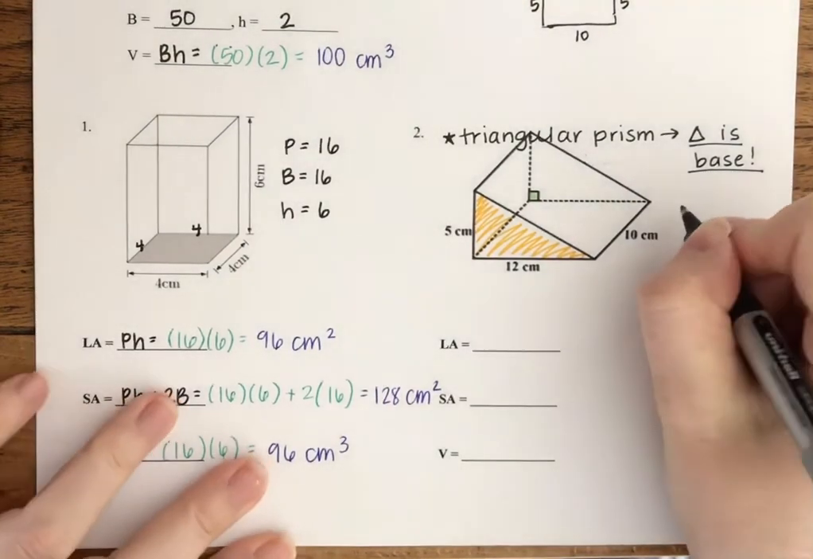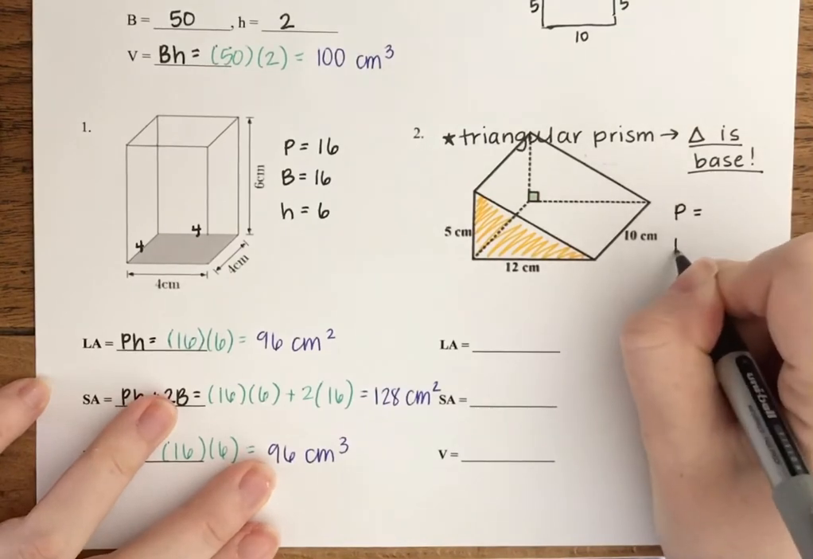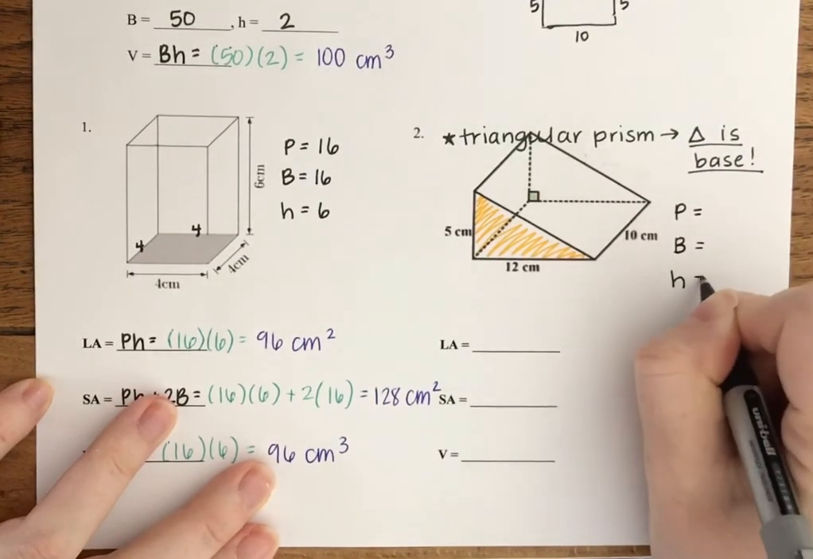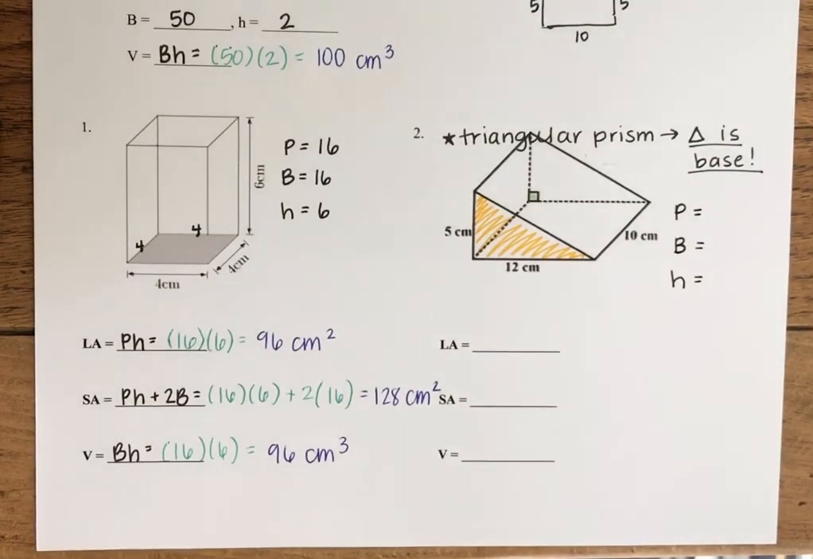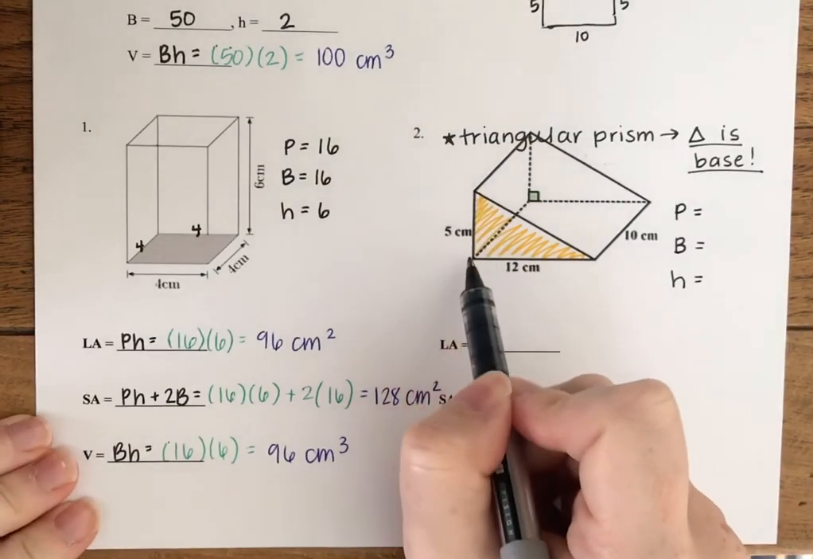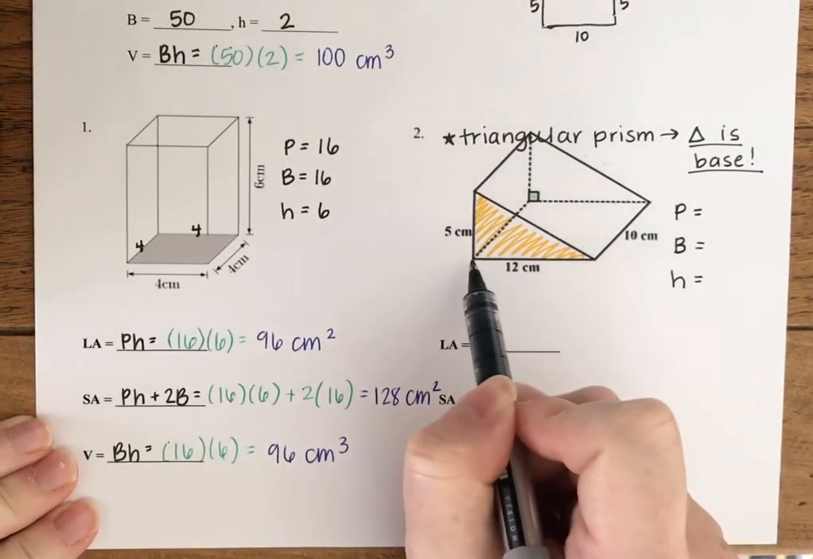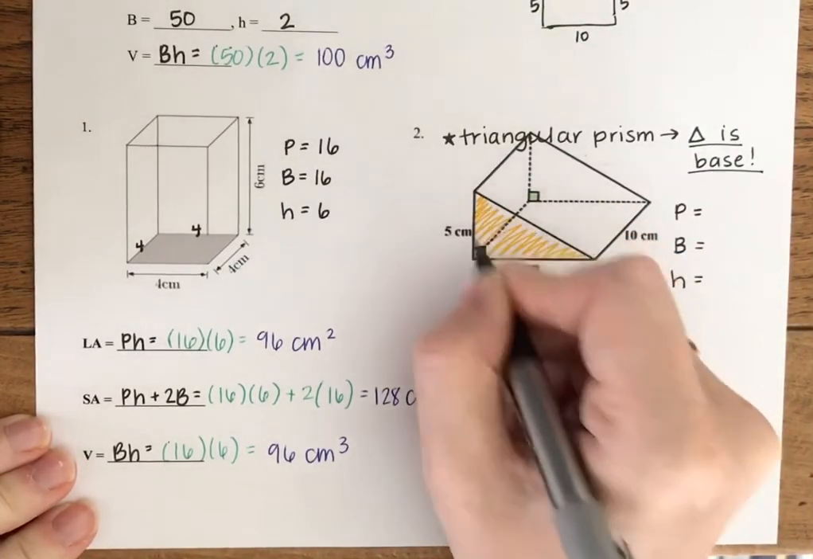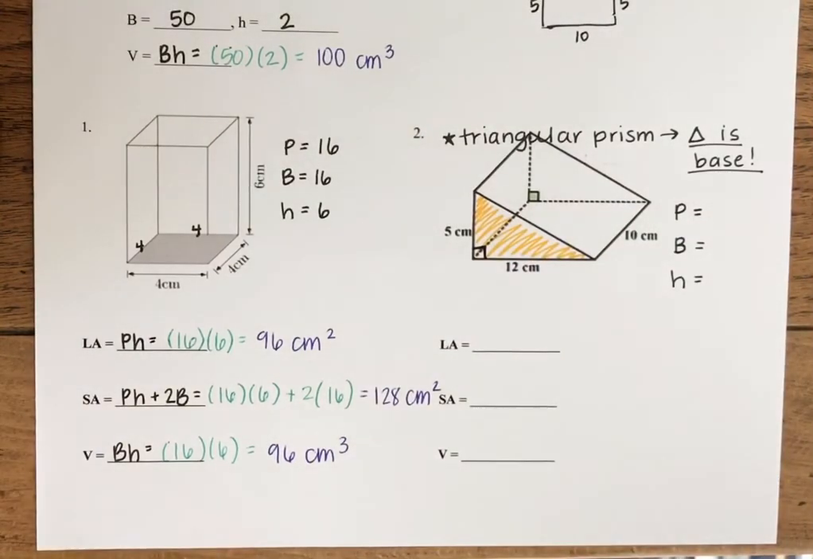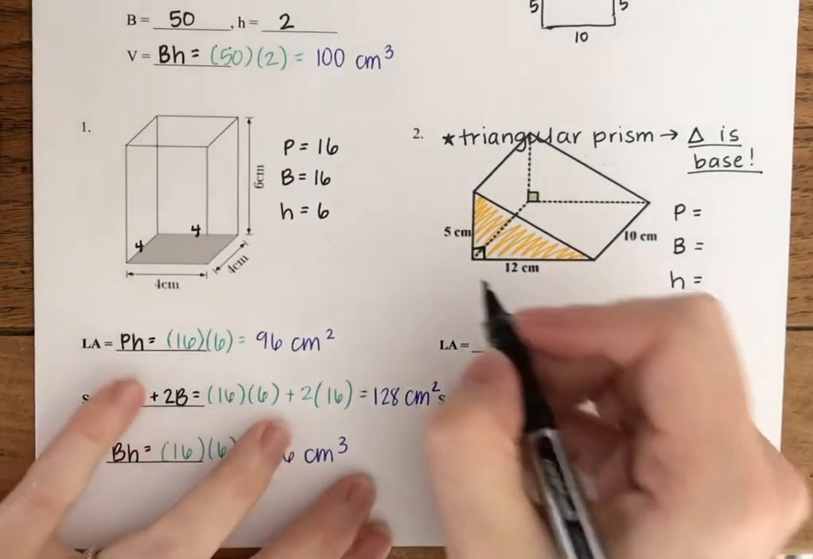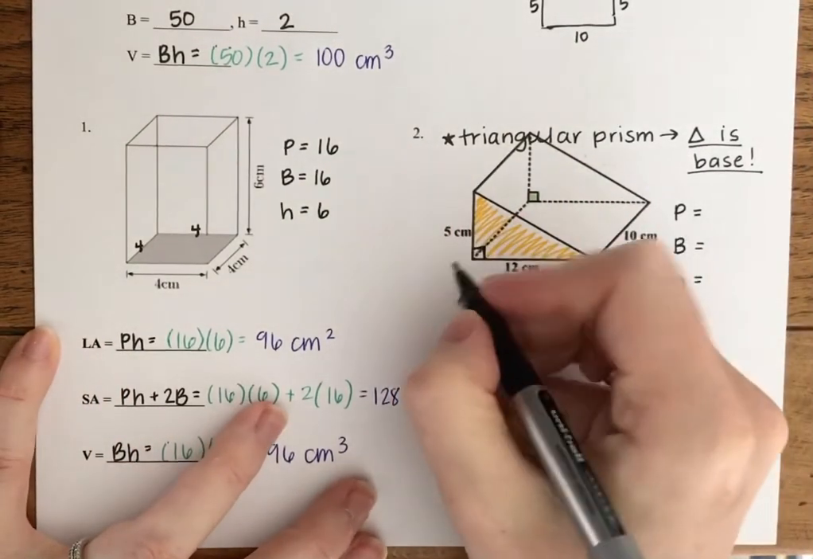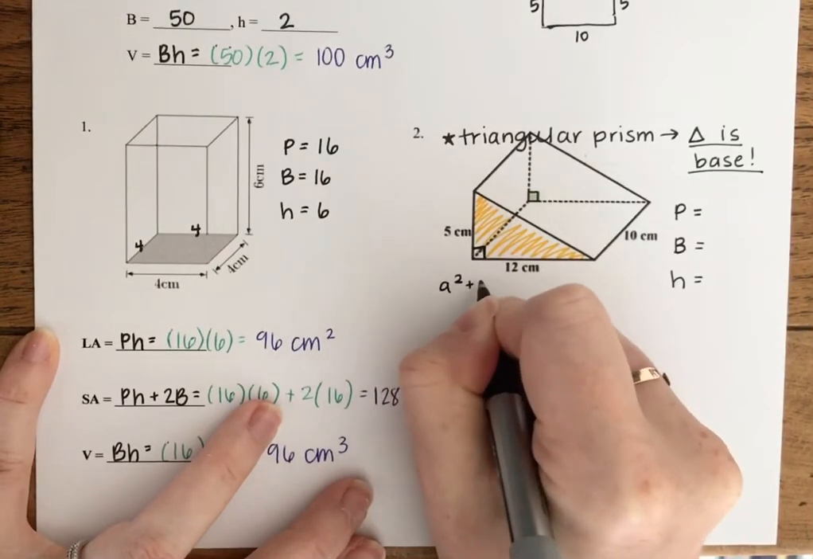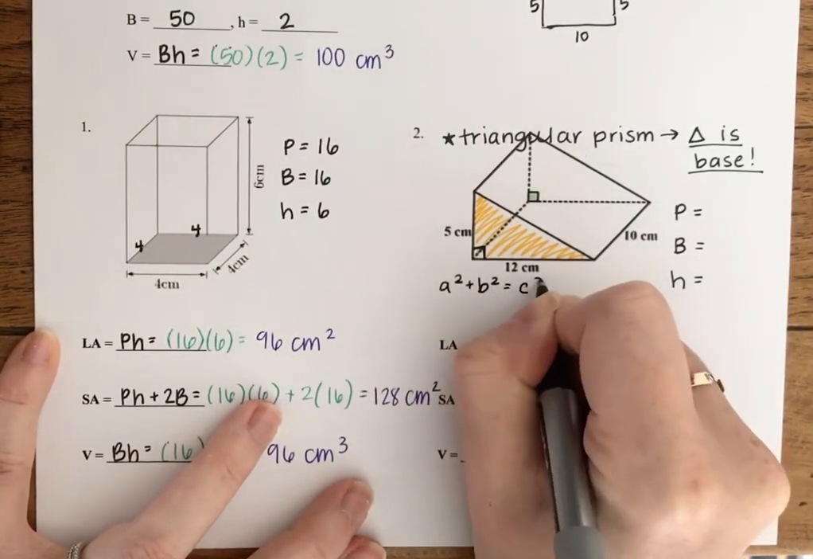So we still need to find the same 3 things, P, B, and H. First things first, the perimeter of my base, the perimeter of this triangle. The only things that I know are that this side is 5 and this side is 12. And I also know that this is a right angle. I know it's not shown in this front one, but it is shown in the back one, so we assume that it's the same. Now, it's a right triangle, so we can always use a squared plus b squared equals c squared to get to that third side of my triangle.